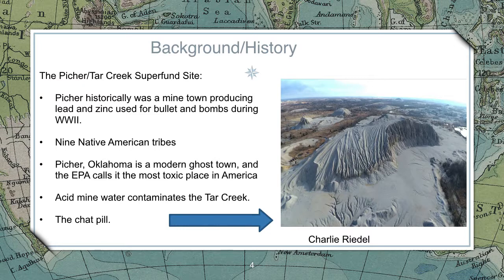Picher was one of the most resourceful, most productive towns during World War II. A lot of the resources and ammunition were forged from the natural resources of this town. Although most resourceful, now it's one of the most dreaded towns in America, referred to as the most toxic place in America by the EPA.